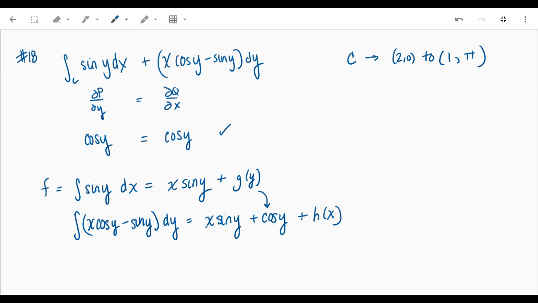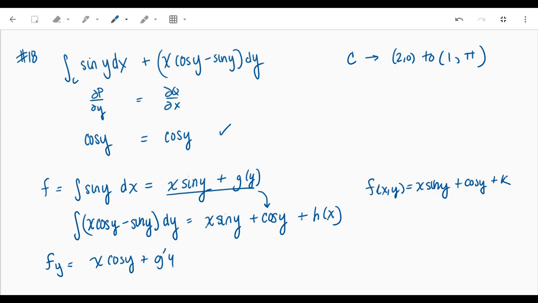And then remember too, so that's one method that we can use. So f of xy would be x sine y plus cosine y plus some constant. The other way that we can do it is once you find that f is x sine y plus some function of y, the partial with respect to y would be x cosine y plus g prime of y. And so we can see that that means that g prime of y is negative sine y.